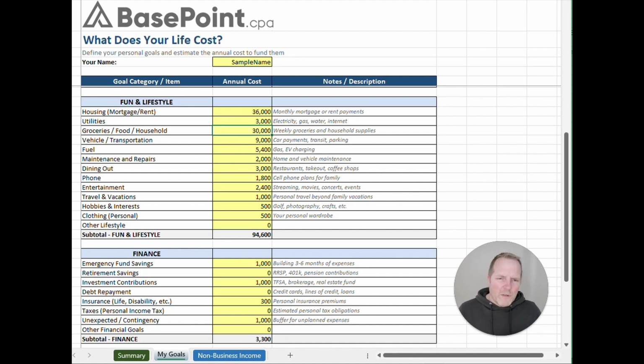Groceries, maybe at $2,500 a month, looking at over 12 months, about $3,000. Your vehicle, this would be if you maybe had car payments or vehicle payments of about $750 a month for the year, that'd be $9,000. And then your fuel, if you're paying roughly $450 a month, for 12 months, about $5,400. You've got your maintenance and repairs, right?